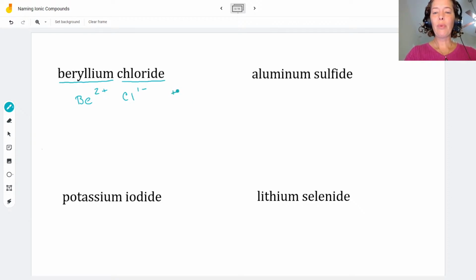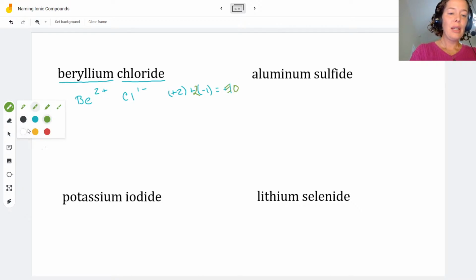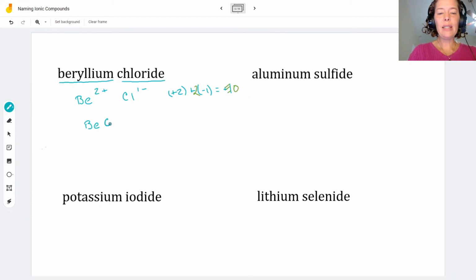Okay, so let's check and see if we have a neutral compound. We've got beryllium, which is +2, plus our chlorine, which is -1, and that gives us an overall charge of +1. So looking at that, I think, all right, I need to bring in more negative charge. How much more negative charge? Again, I've got to make this 0. So I need some kind of multiplier, and that multiplier is a 2, because now I have 2 plus a -2. That will give me 0. That gives me a neutral compound. So my final formula is BeCl2. Again, this 2 came from the chlorine.